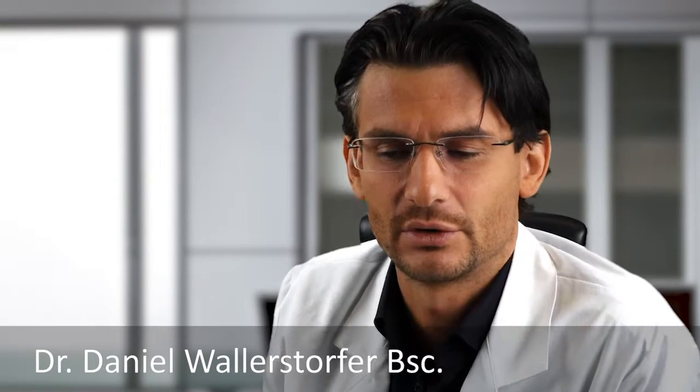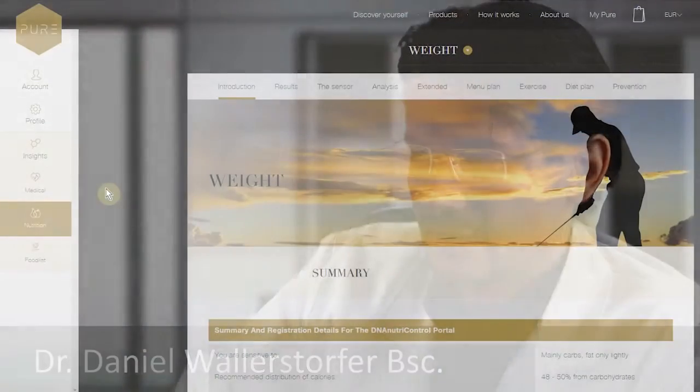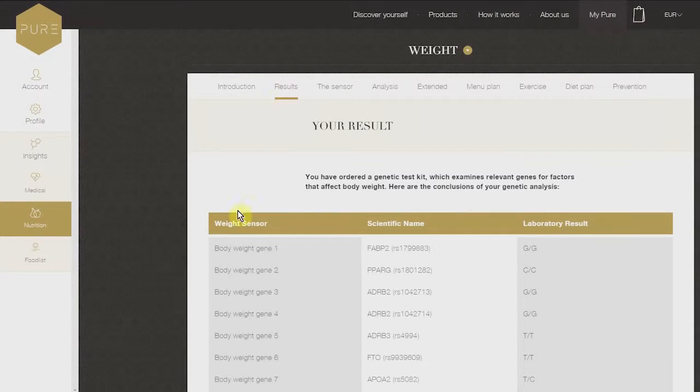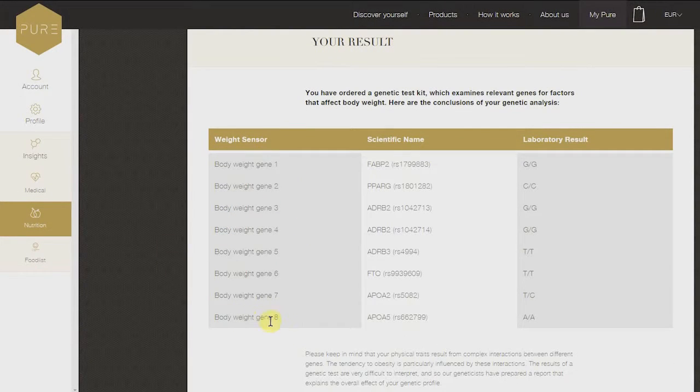In the nutrition section, you will find the weight section, and that is essentially some information about how your genes help you maintain or reduce your body weight. So in the results section, you will first find all of the genes that we've tested. These are 8 genetic variations that scientists have found influence how your body reacts to certain environmental stimuli.